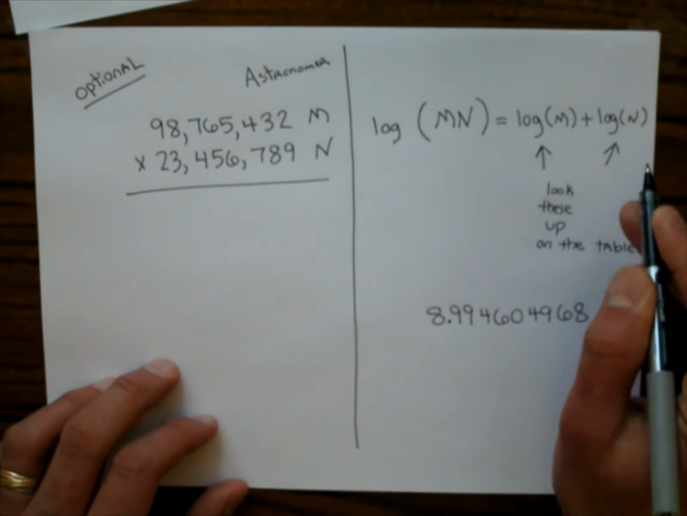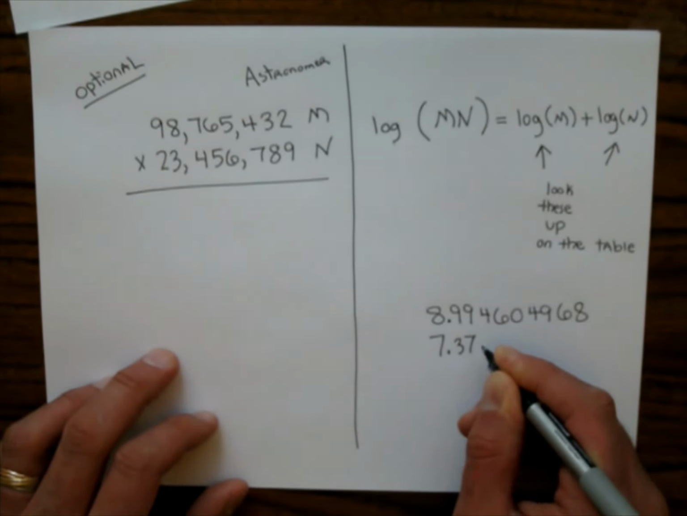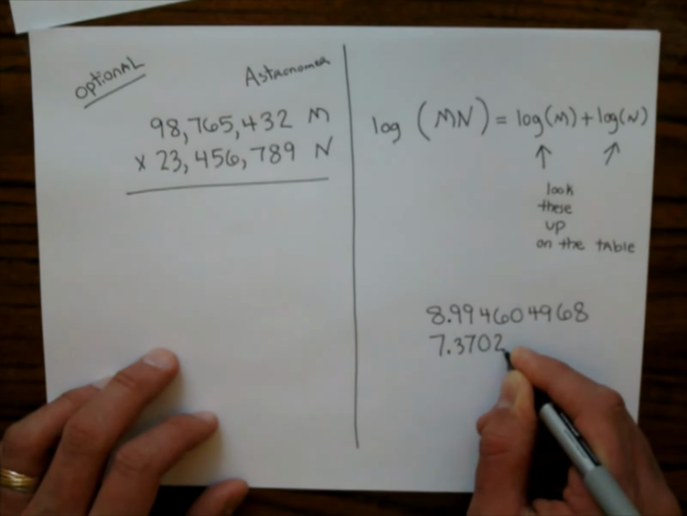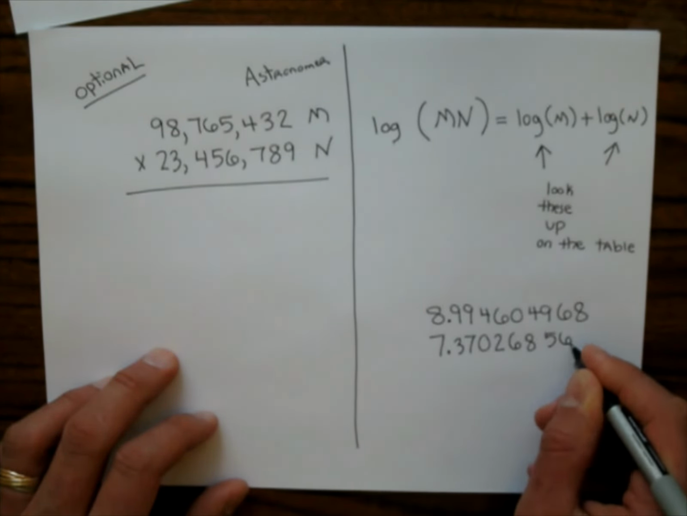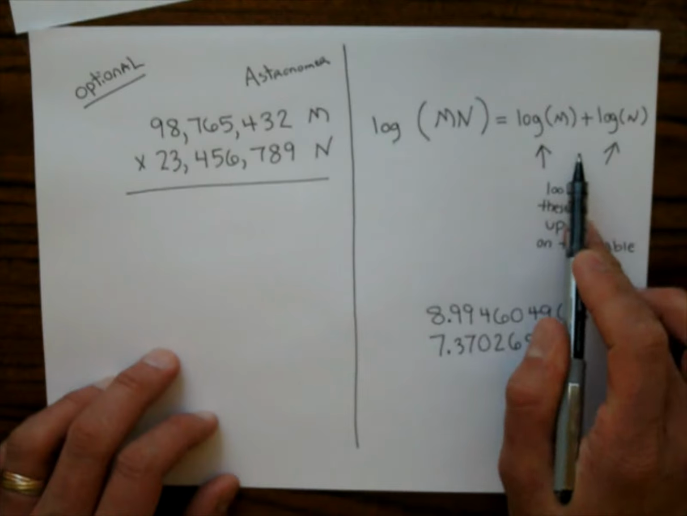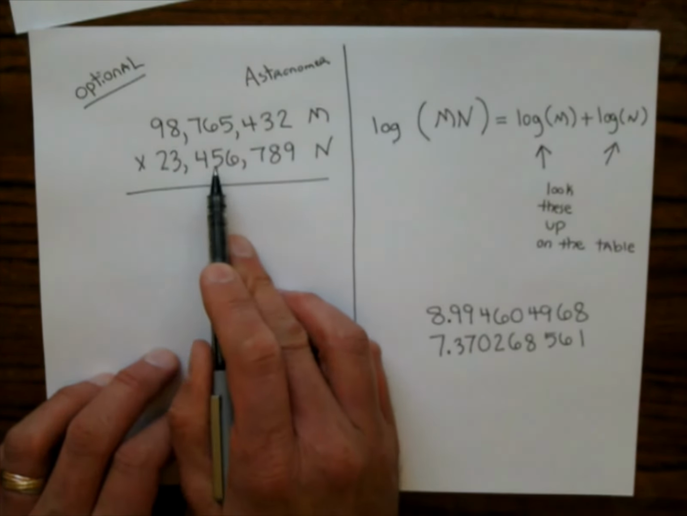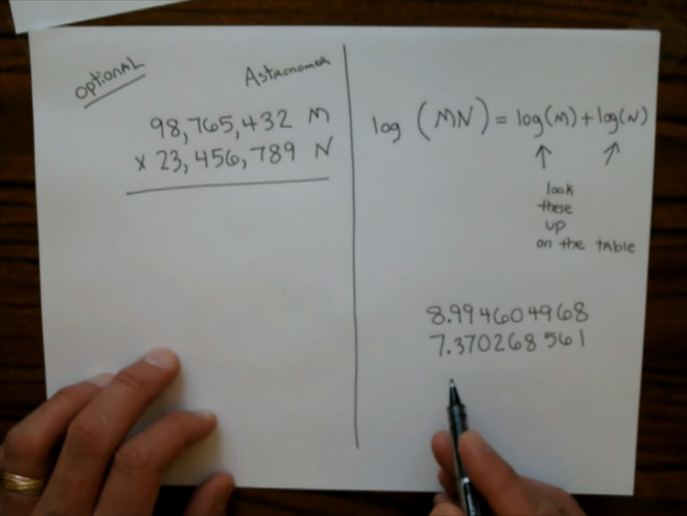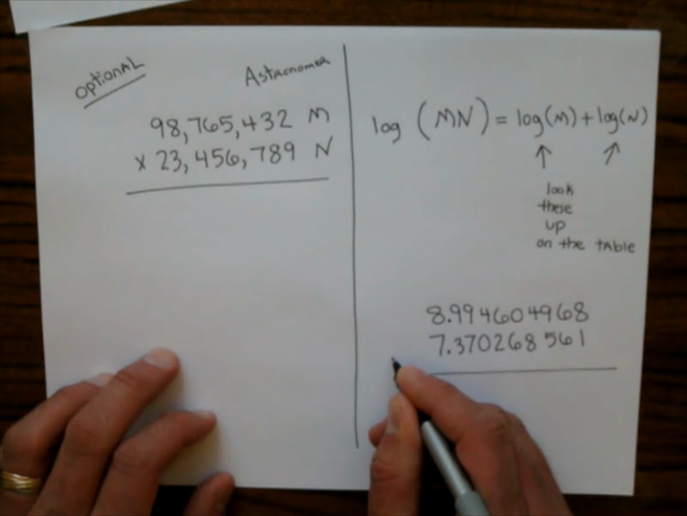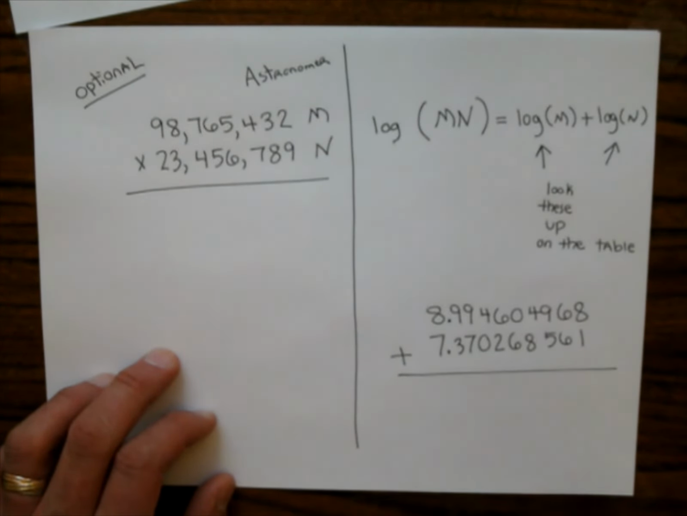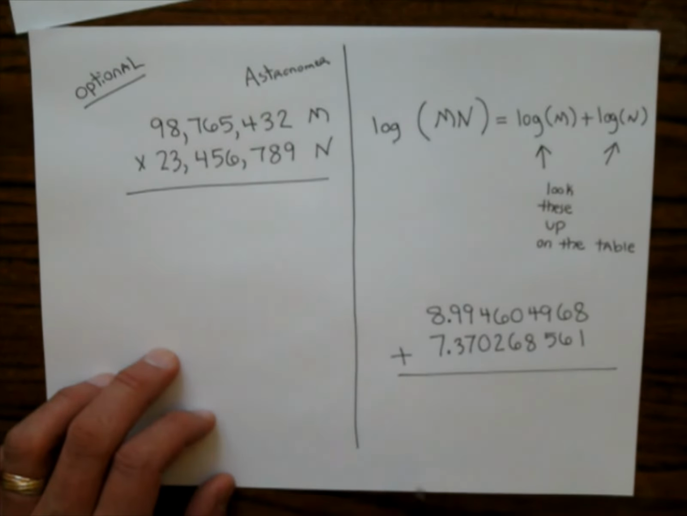And for this one here, I'm getting 7.3702685561. So I looked those up on the log tables. And what do I have to do with these numbers? They look kind of as long as those numbers. There's decimals there. Instead of multiplying really big numbers together, I could just add them. And without a calculator, adding is a lot faster than multiplying.